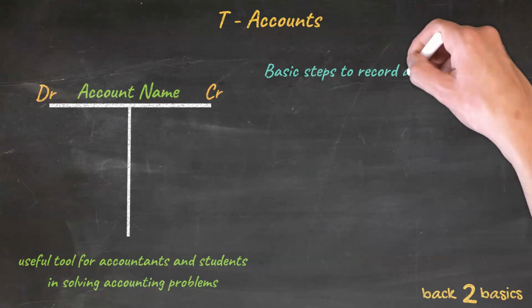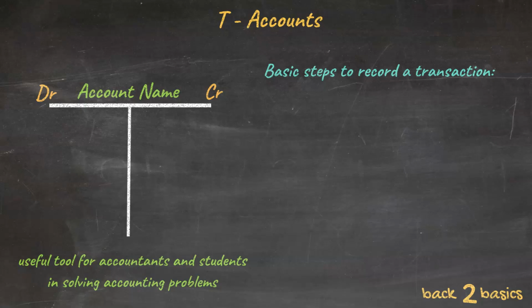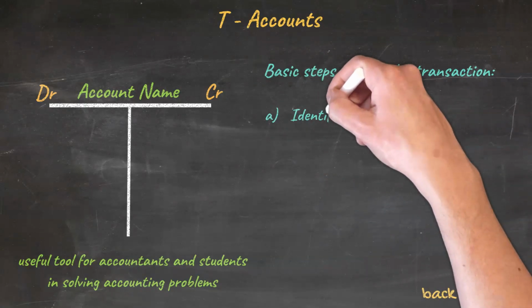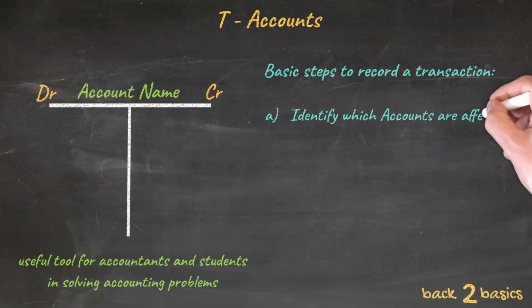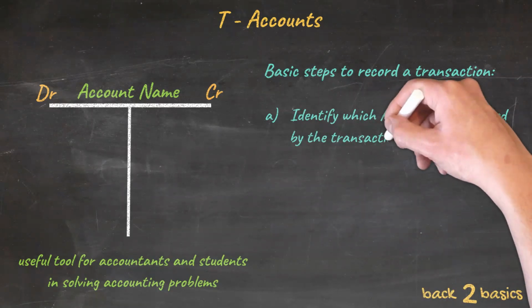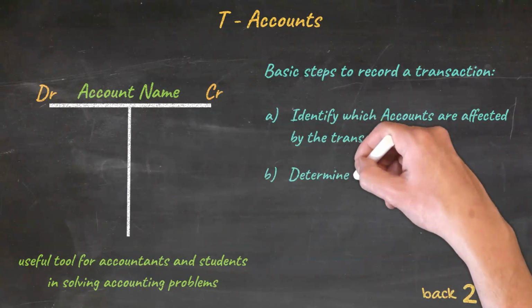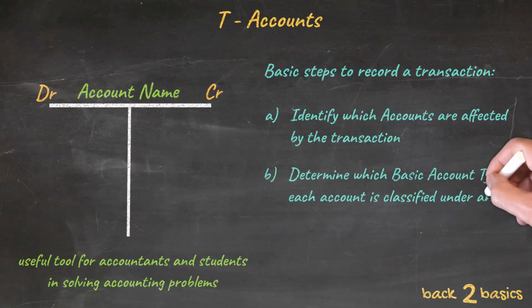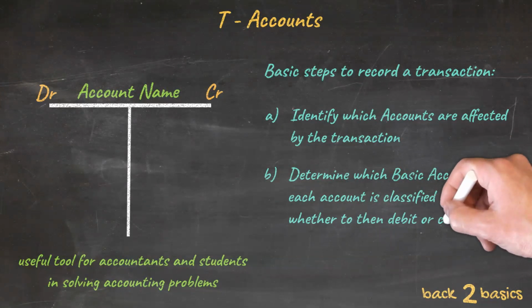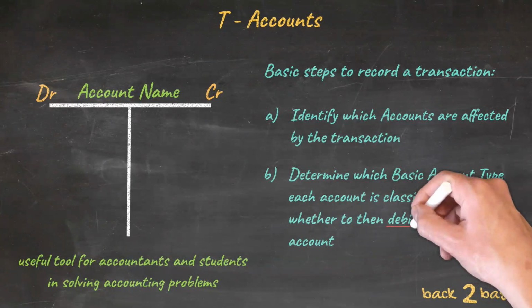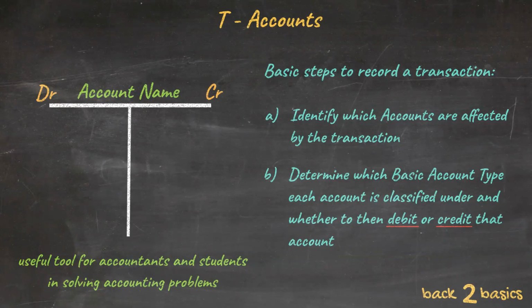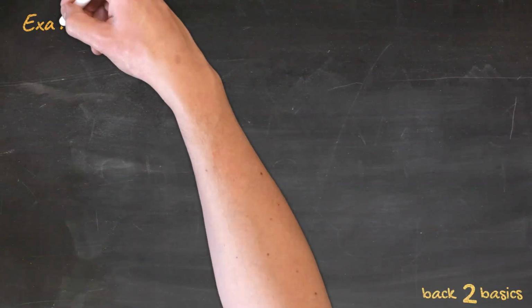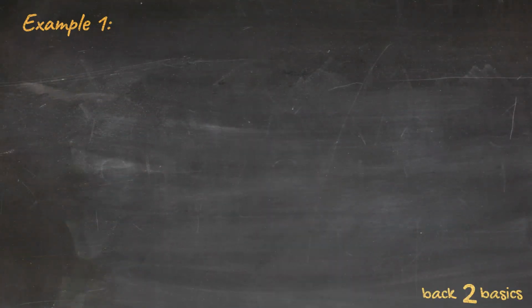The basic steps to follow when recording a transaction are: A, identify which accounts are affected by the transaction, and B, determine which basic account type each account is classified under and whether to then debit or credit that account. Let me show you some examples on how to apply double entry accounting.